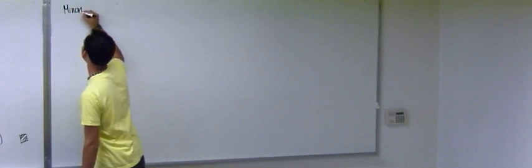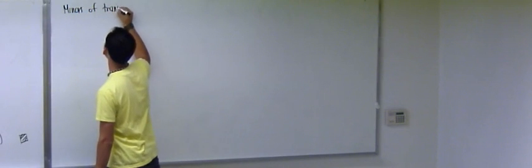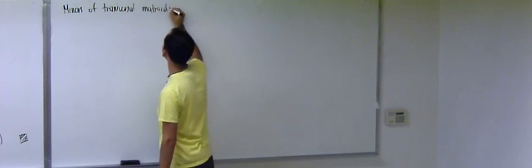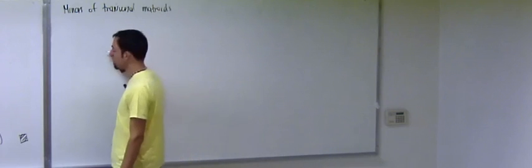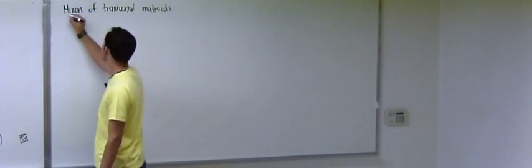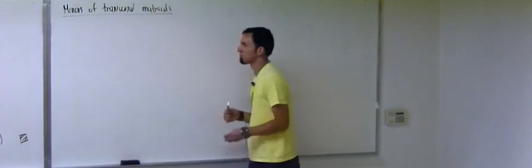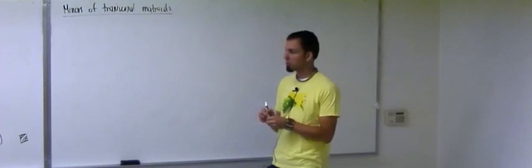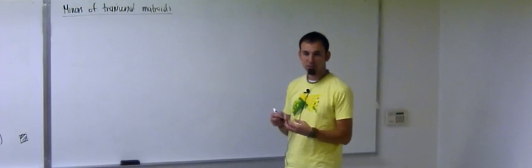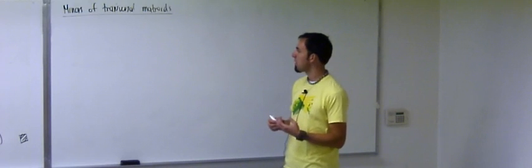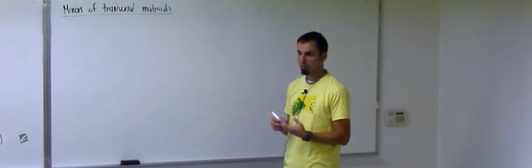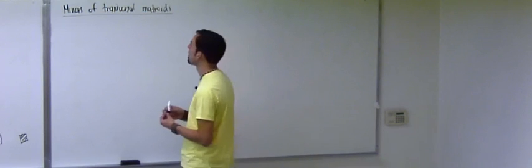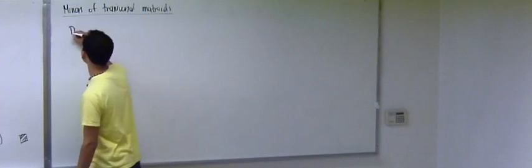Let's talk about minors of transversal matroids. And what is the big question we want to answer? Well, I showed that any minor of a graphical matroid is graphical. I showed that any minor of a linear matroid is linear. Now the question is: is every minor of a transversal matroid transversal? So let's talk about deletion first.